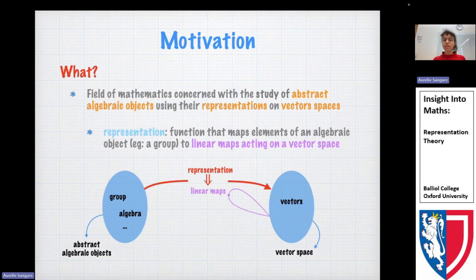What that means is that your linear map takes an element in your vector space, so it takes a vector, and it associates another vector in your vector space. And that is how your representation allows your algebraic object to act on your vector space. It takes an element in the algebraic object, it associates a specific function, which is a linear map, and which takes an element in your vector space, a vector, and gives back another vector.